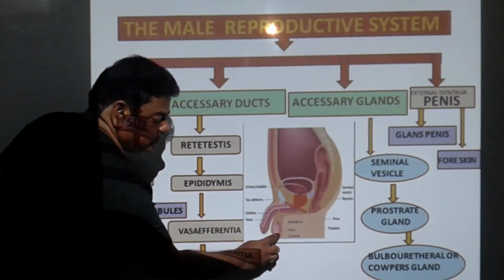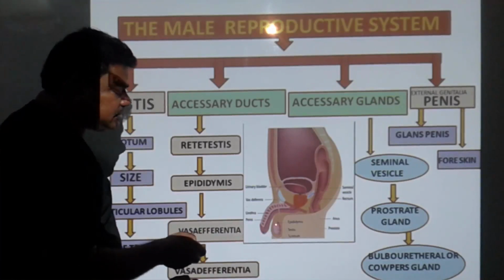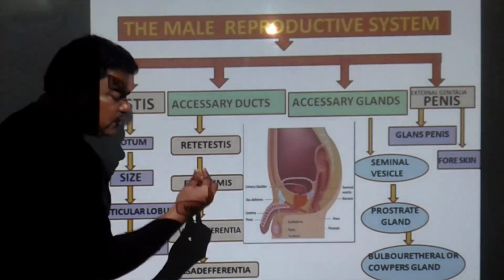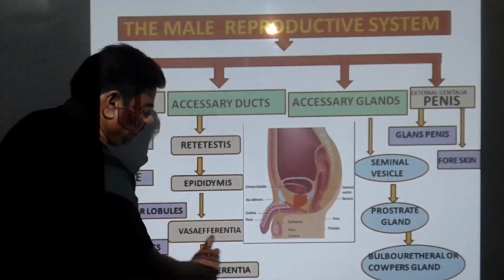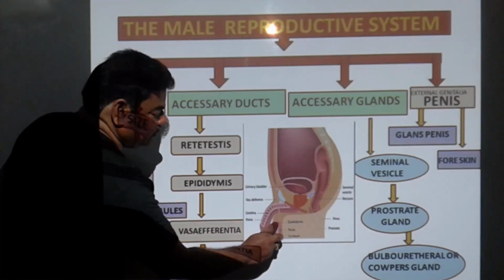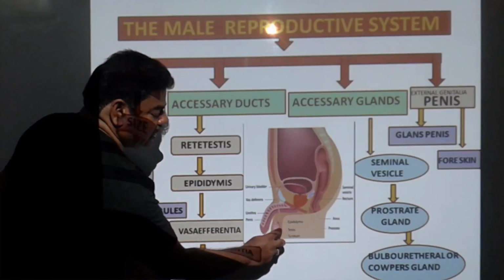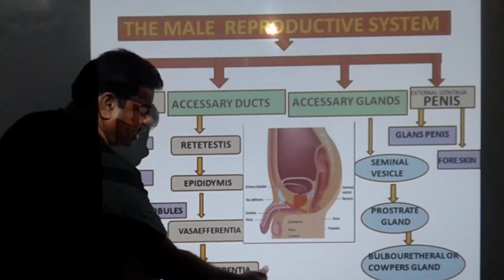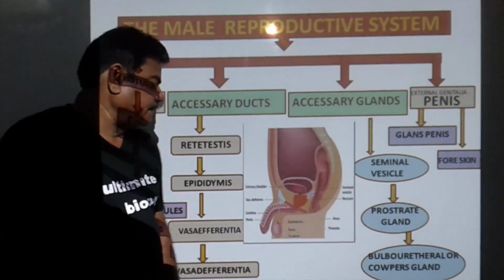Then it leads into a structure we call the epididymis. This one is the epididymis. And from the epididymis one common duct comes outside. That is the vasa efferentia. Here the vasa efferentia is present. The vasa efferentia forms a common duct here, and it comes outside like this. That duct we call the vas deferens, like this.